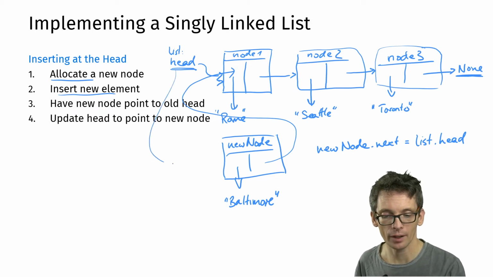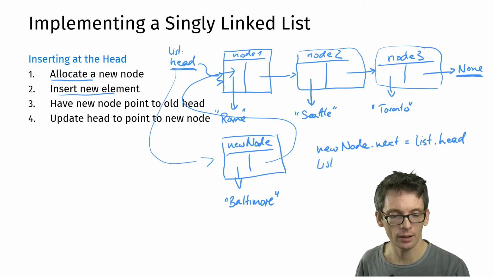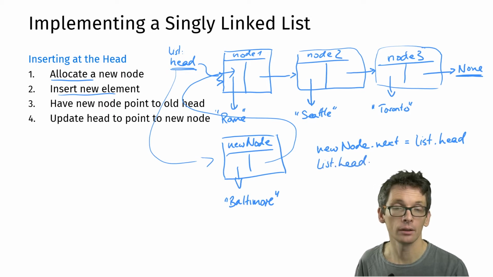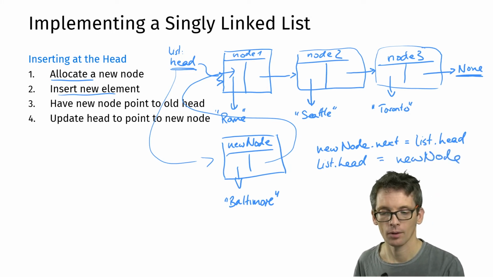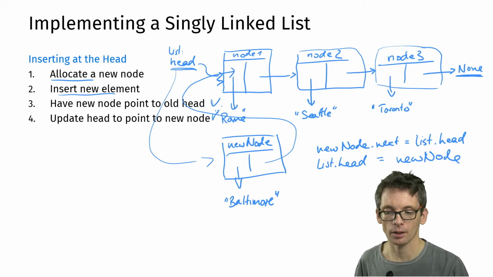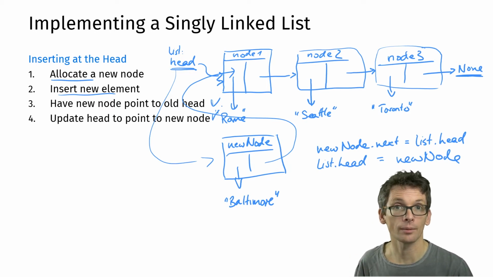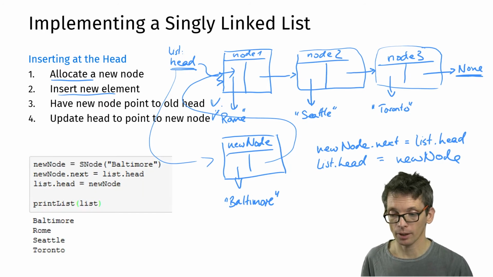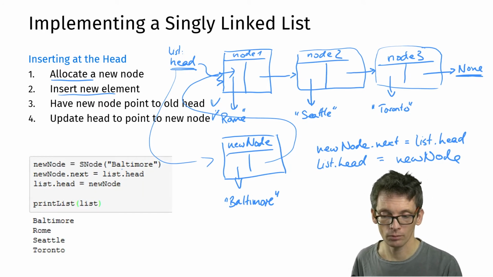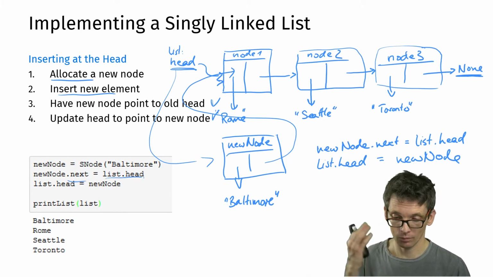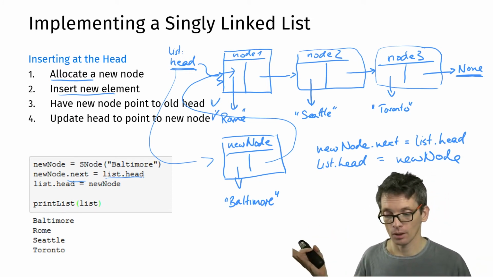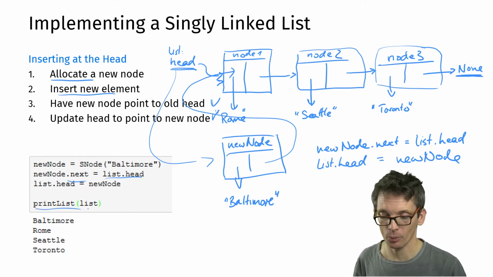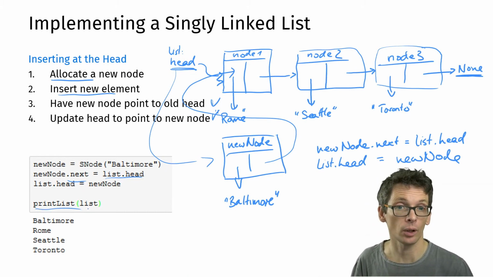Additionally, we need to update the head. So we have to tell the list that its new head is simply our new node. And with that we are done. How does this look in code? We create the new node, we set the next of that node to the old head of the list, and then we set the head of the list to our new node. And just for testing, we print and we see that this indeed worked out.